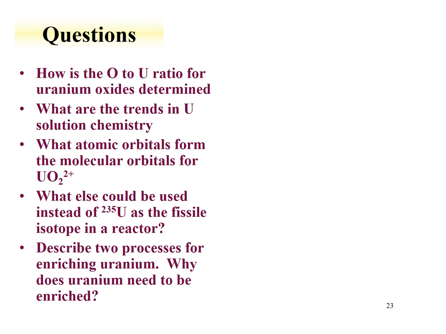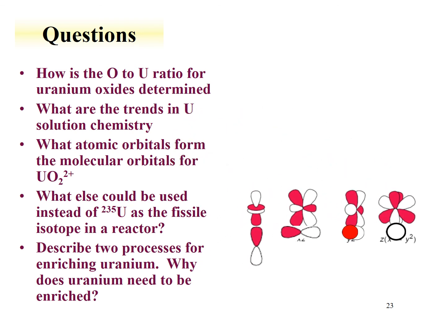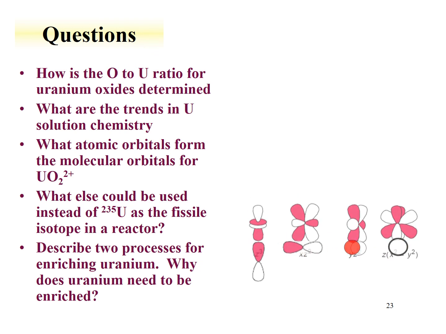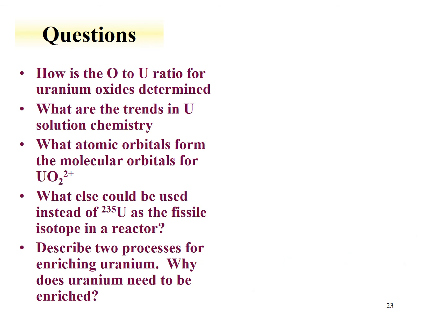What are the atomic orbitals that are used to form molecular orbitals for UO2? And those are shown here. These are just the F electron orbitals that have overlapping with the PZ, the oxygen P orbitals, and the oxygen S orbitals. What else can be used instead of U-235 as a fissile isotope in a reactor? Well, the other uranium isotope one could use would be uranium-233.